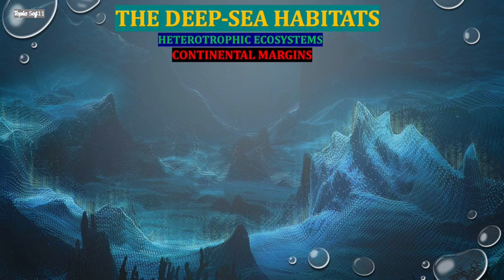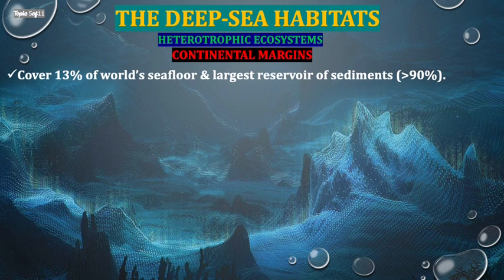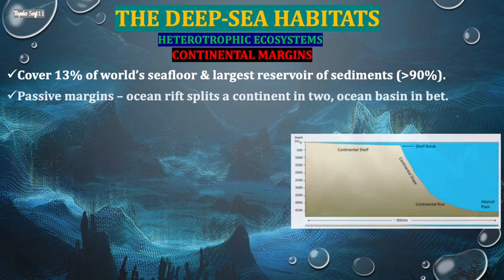So the first heterotrophic ecosystem that I'm going to discuss here is the continental margins. So this habitat covers 30% of the world's seafloor and is the largest contributor of sediment on Earth, with up to 90% of the sediments generated by soil erosion on the margins of it.